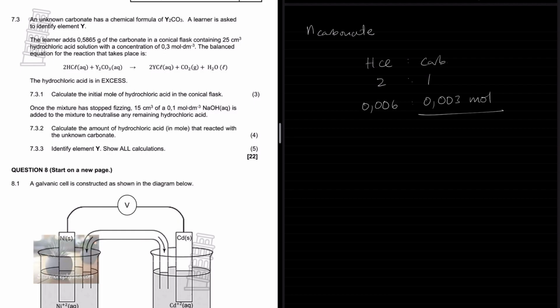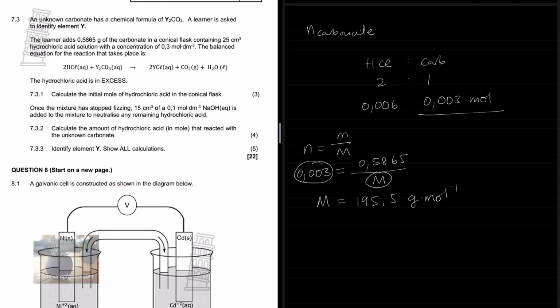Now that we know the number of moles of the carbonate, and we also know the mass of the carbonate, we can calculate the molar mass. So remember, number of moles is equal to mass divided by molar mass. The carbonate had 0.003 moles, and it had a mass of 0.5865 divided by the molar mass. Now we can calculate the molar mass by switching this and this. So we get an answer for molar mass of 195.5 grams per mole.